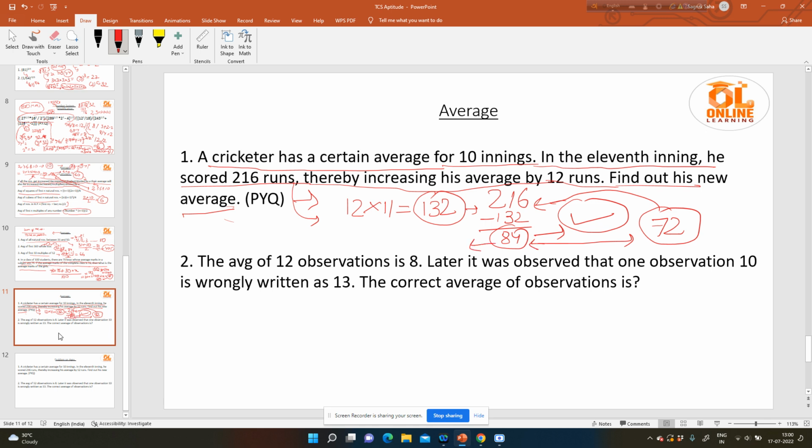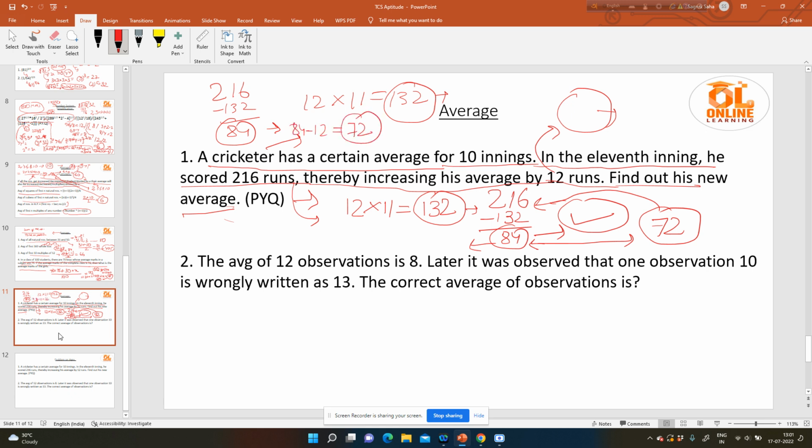So whenever you are given this type of question, always multiply the increase with the total number of innings or total number of numbers present. Like here we have multiplied first, then subtract the extra from the total number required to increase the average. So it will be 216 minus 132, that will be his new average. And if they ask you what is the previous average, just subtract 84 minus 12, that is 72. Hope you have understood.